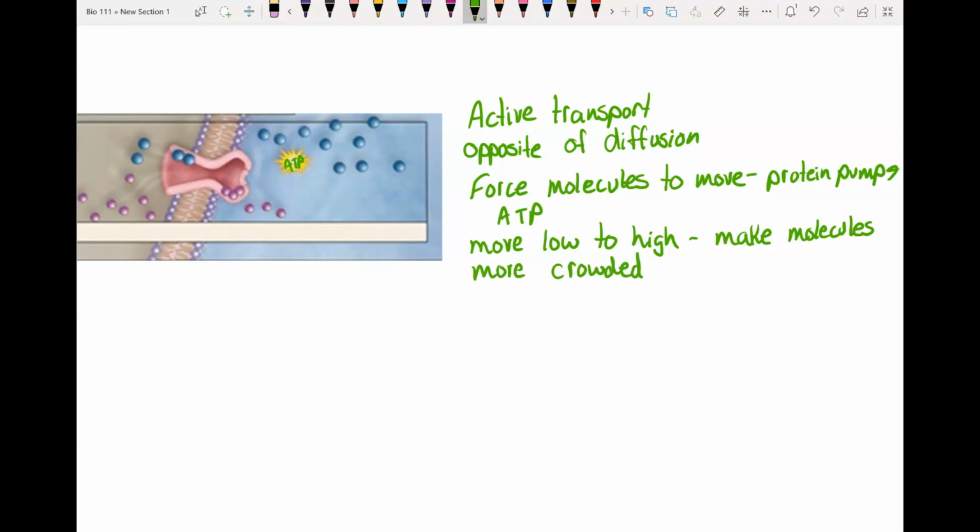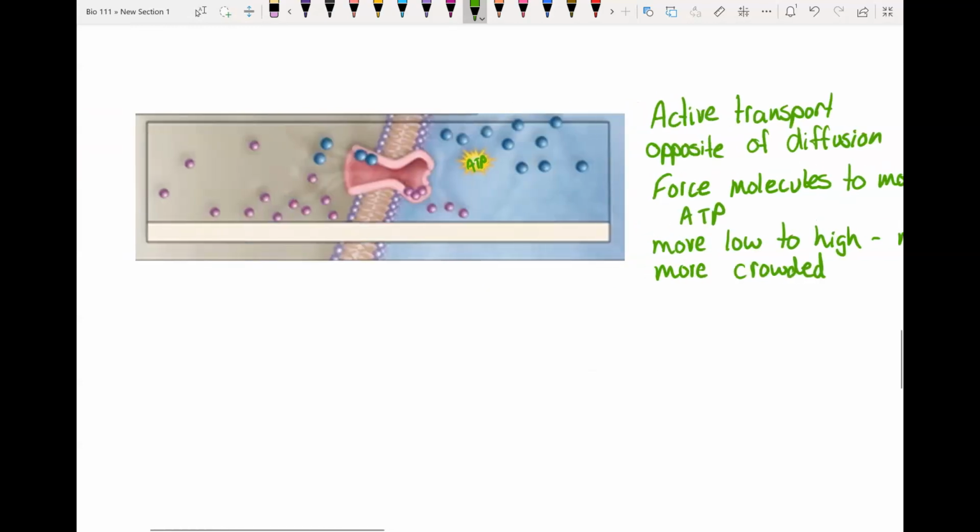Opposite of letting them spread out and be even. So in this picture, look at the blue ones. These blue dots are potassium ions, which potassium is K+. Which way do you think they're moving? Notice out here is the low, in here is the high. The potassium is moving this direction.